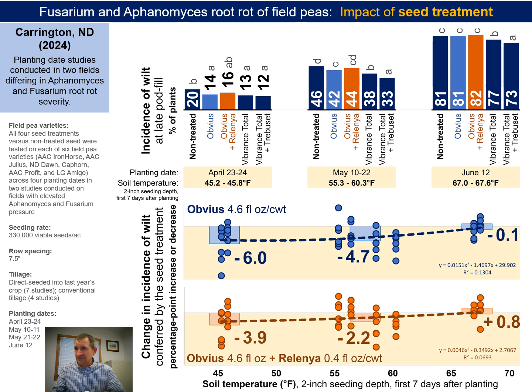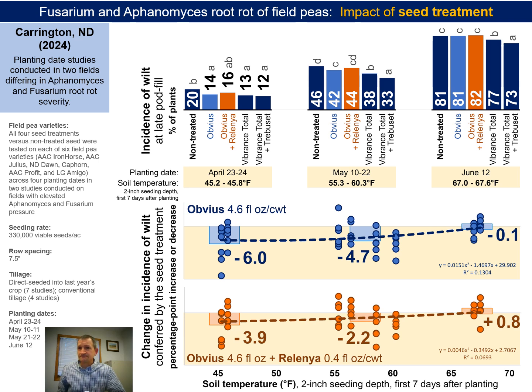And what you can see right away is that it didn't perform as we would have hoped in this case. The reduction in wilt symptoms conferred by the fungicide seed treatment was actually higher for Obvious than it was for Obvious plus Rellenia. This was consistent across all of the soil temperatures, okay? Now, if I were to make a guess, I would say we probably would have had better results testing the Rellenia at a lower rate. Probably 0.2 fluid ounces would have been a better choice, but I don't know.